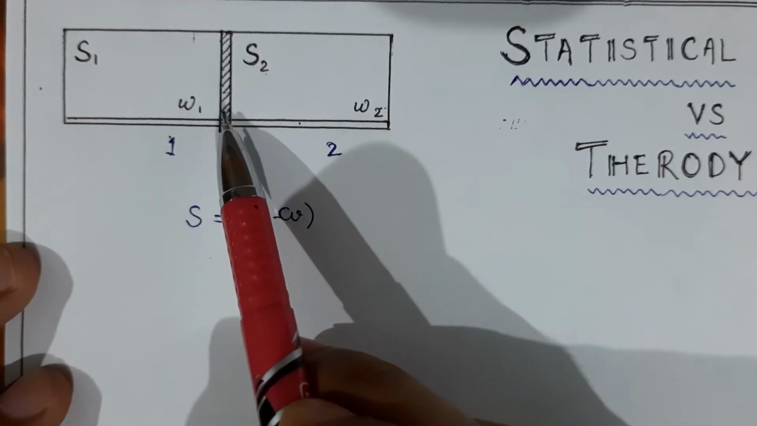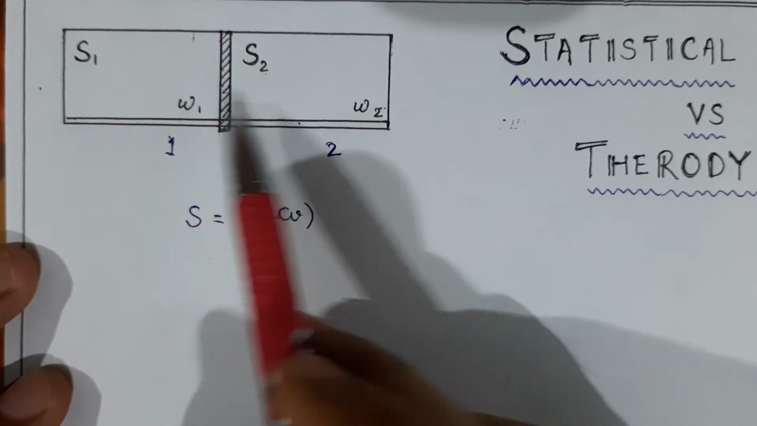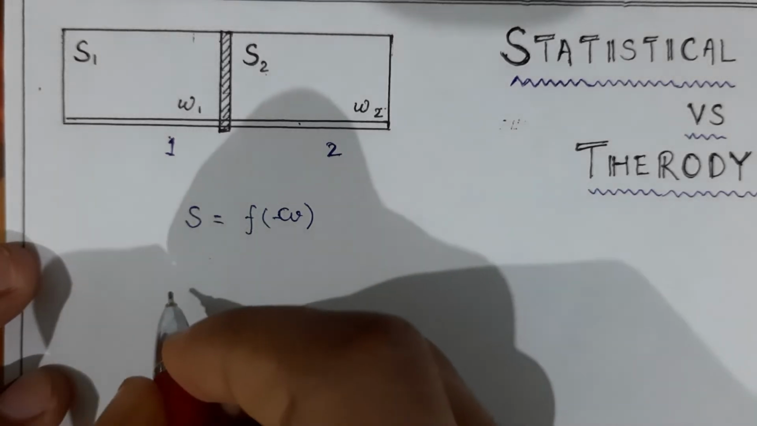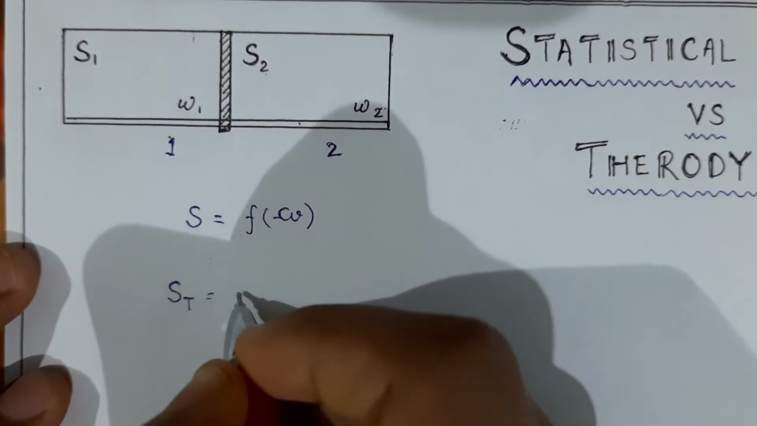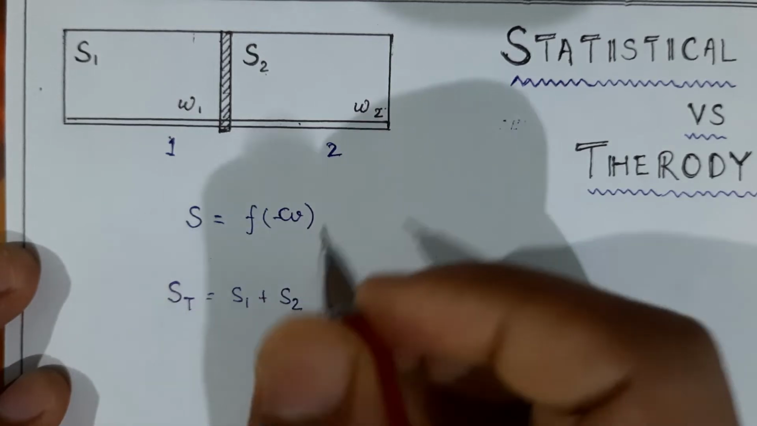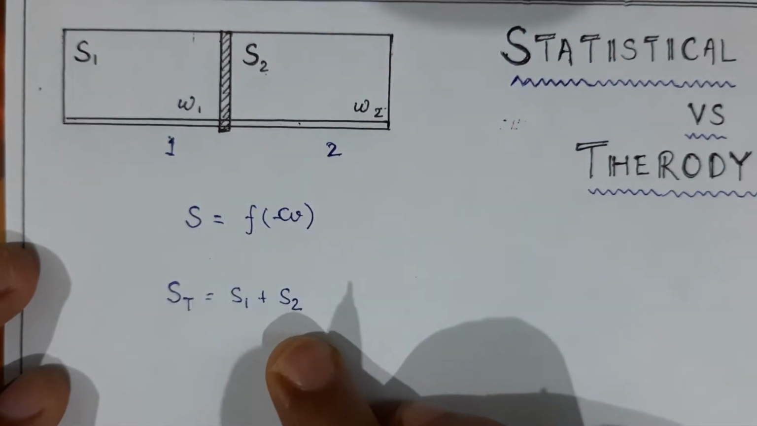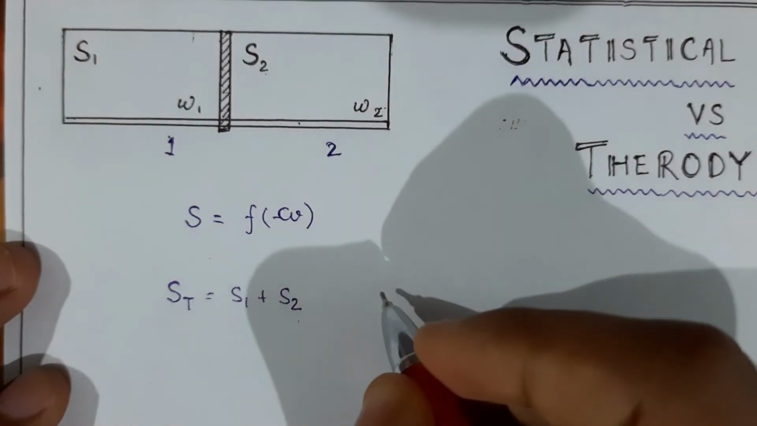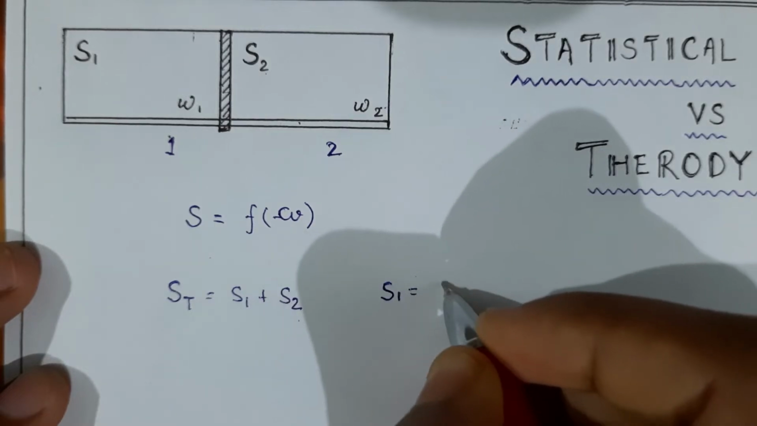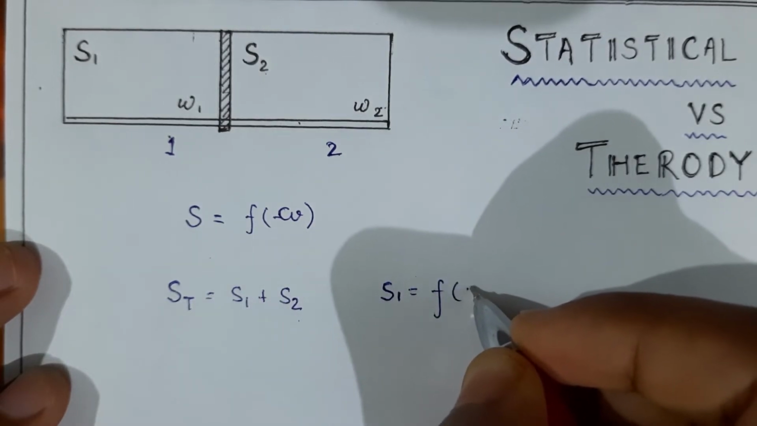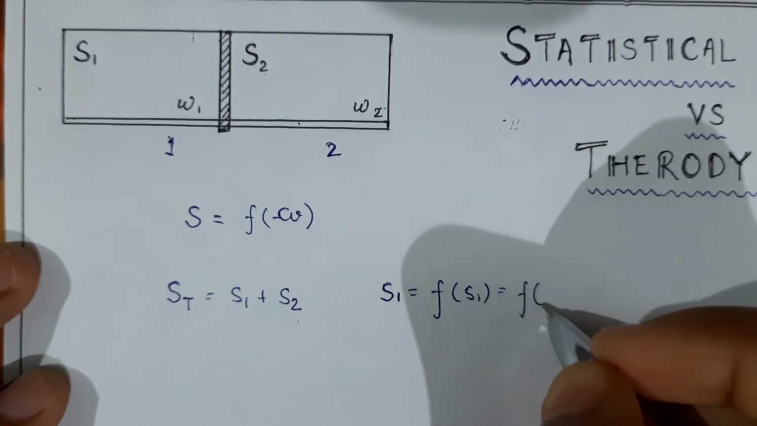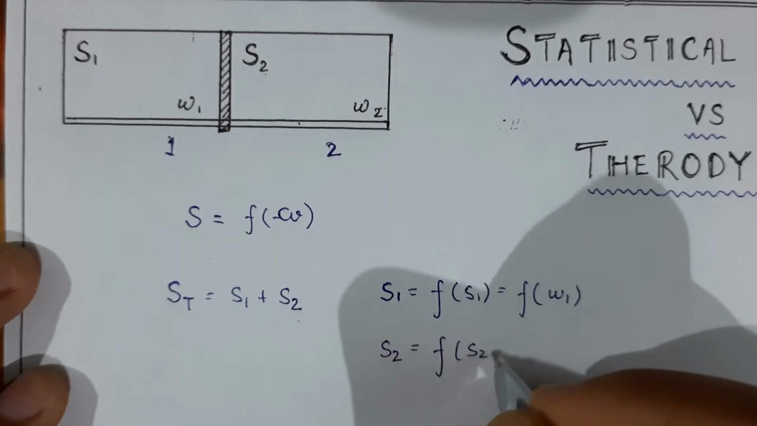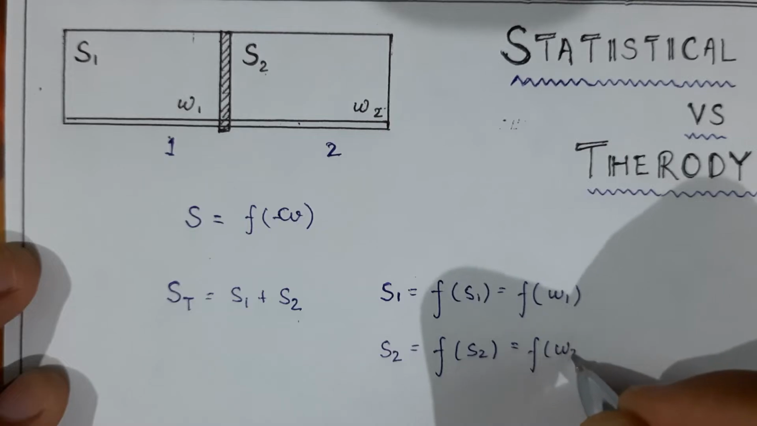After the removal of this slab, these two systems will mix with each other, and entropy being an extensive property, the overall entropy of the system can be written as S1 plus S2. Here, if we put S1 in our first equation, we get f of S1 equals f of omega 1, and similarly S2 corresponds to f of S2, which equals f of omega 2.